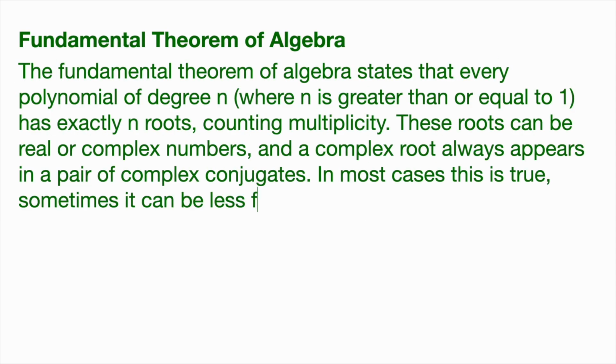The fundamental theorem of algebra states that every polynomial of degree n, where n is greater than or equal to 1, has exactly n roots, counting multiplicity. Those roots can be real or complex numbers, and a complex root always appears in a pair of complex conjugates. In most cases, this is true. Sometimes it can be less than the number of roots. This theorem is telling us that there should be 2 solutions to our equation x squared equals -4, which there will be.